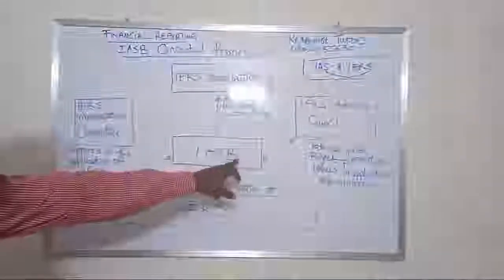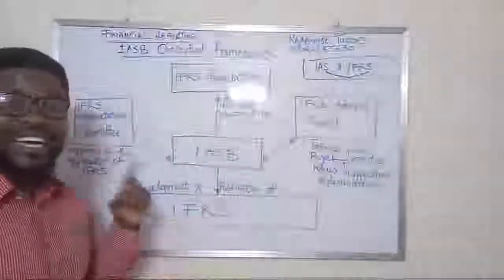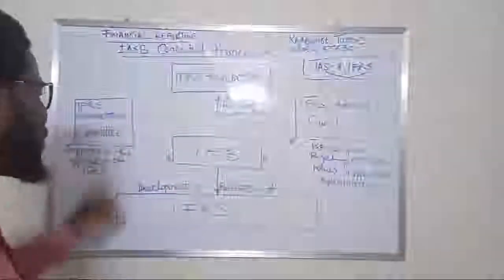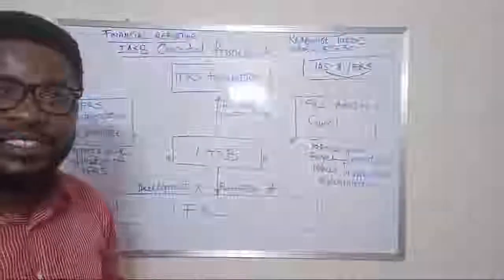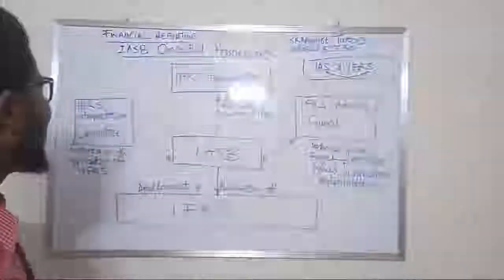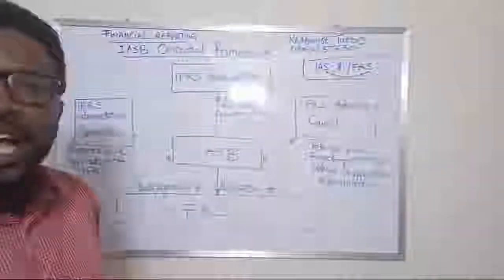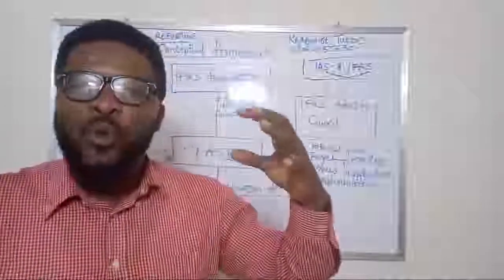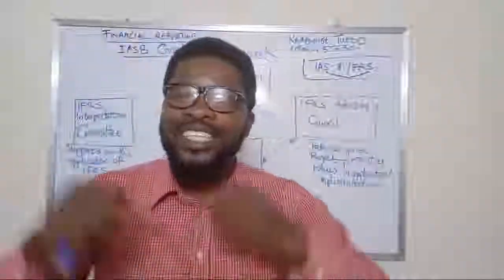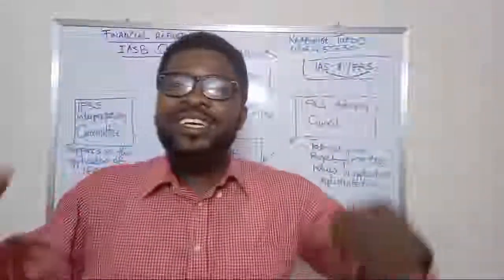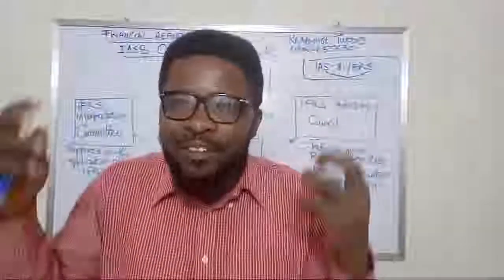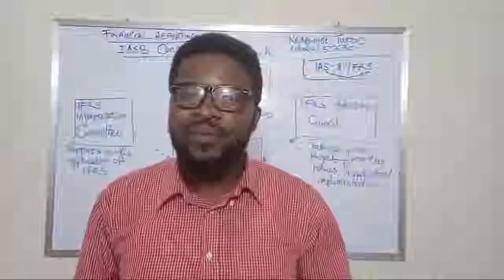IASB, the International Accounting Standards Board, is responsible for the development and publication of IFRS. Good. Now, we have other bodies that actually assist them in this. Look at it. The global aim is what? We are trying to get a unified financial reporting standard.